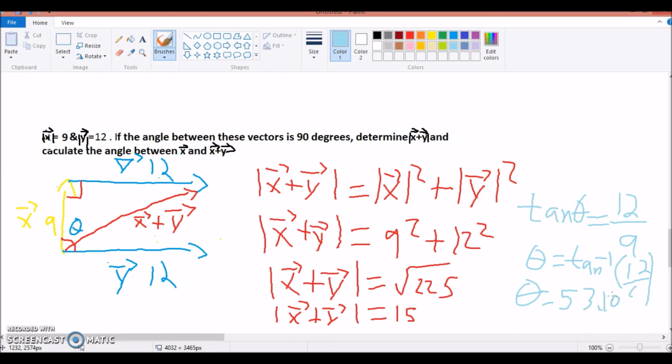So that is an example of addition of vectors, and there are also examples of subtraction of vectors and zero vectors.